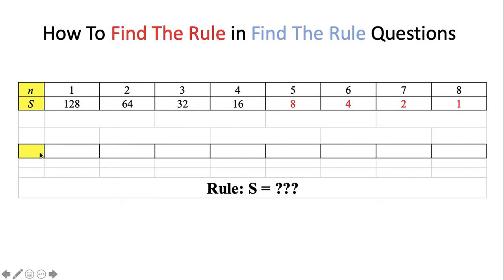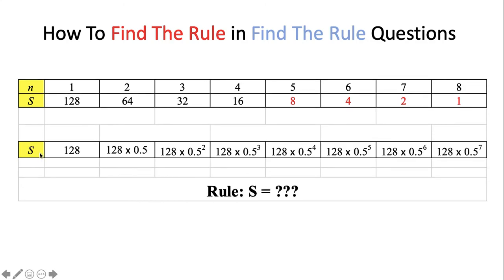So let's think about writing these numbers in a different way. The first one is 128, the second one is 128 times a half, or 128 times 0.5, that's the same thing. The next one is times another half, so it's 128 times a half squared, and the next one is 128 times a half cubed, because it's the previous one, but times another half.